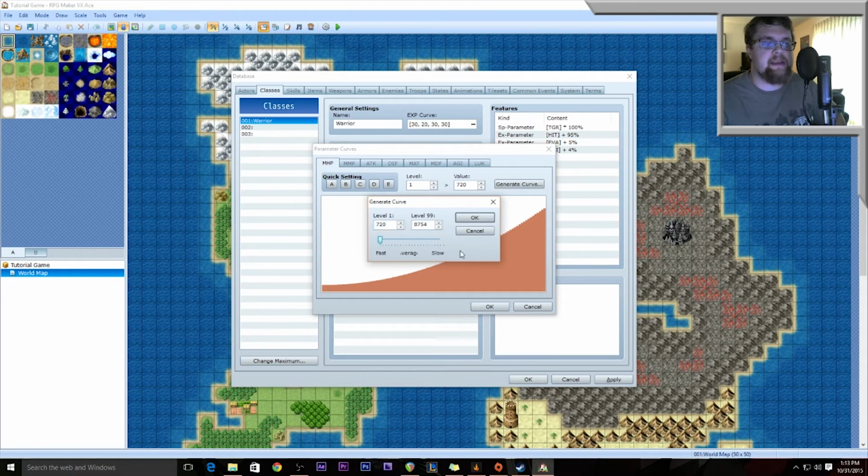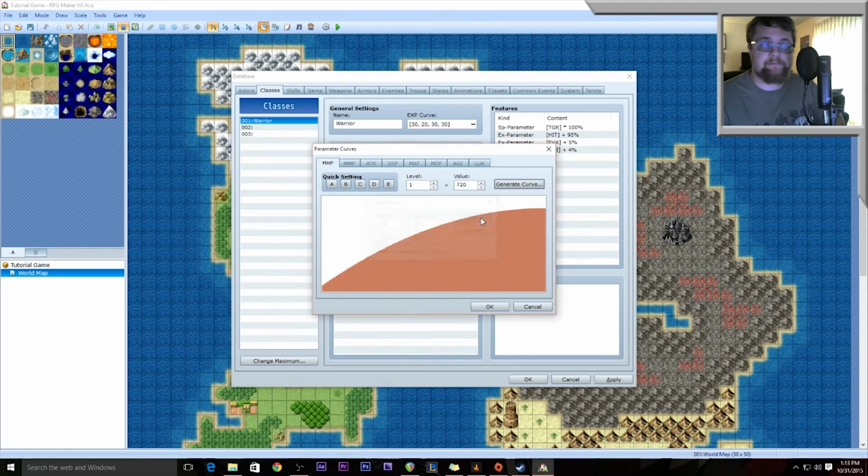But what if we went with a fast graph? Well, we get a convex line. Now what this is doing is the complete opposite. In the early levels, you're gaining health really quickly. At the higher levels, you're gaining health really, really slowly. It starts to flatten out. So we're going to go with something a little bit more towards average, but on the faster side of things. We're going to go about there. So now it's a little bit convex, but it's still pretty even.